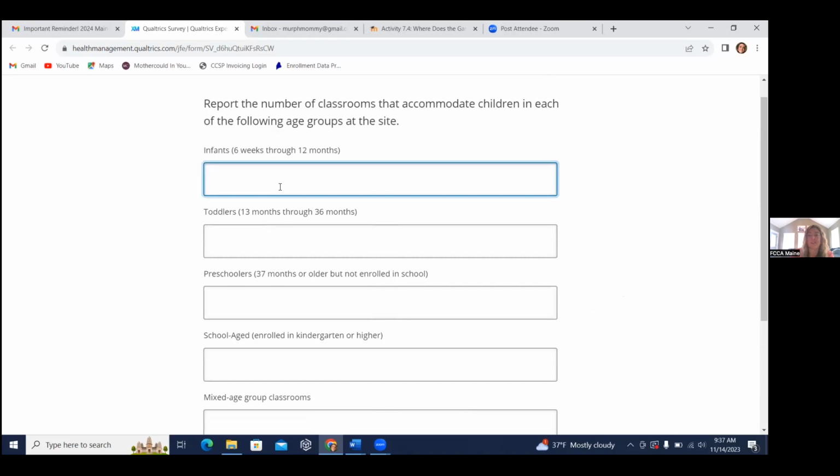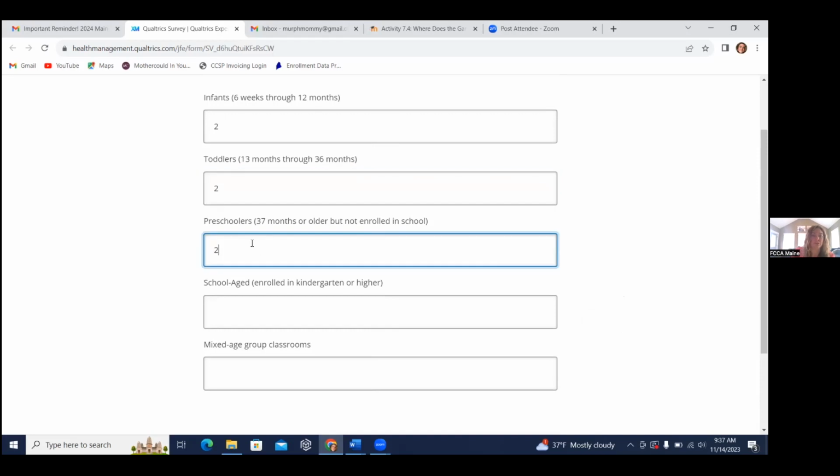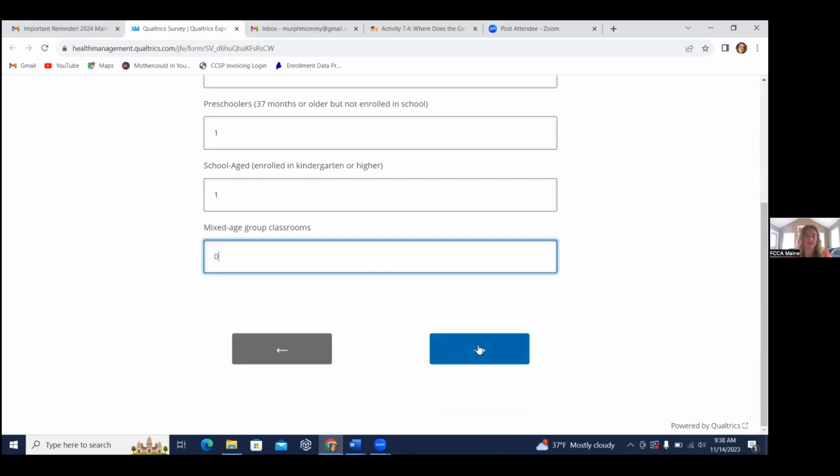So we'll say 2 infant rooms, 2 toddler rooms. Usually one preschool room, I find. The ratio is one and higher, one, and then we'll do 0 for mixed age. So we have 6 classrooms, just for future memory.